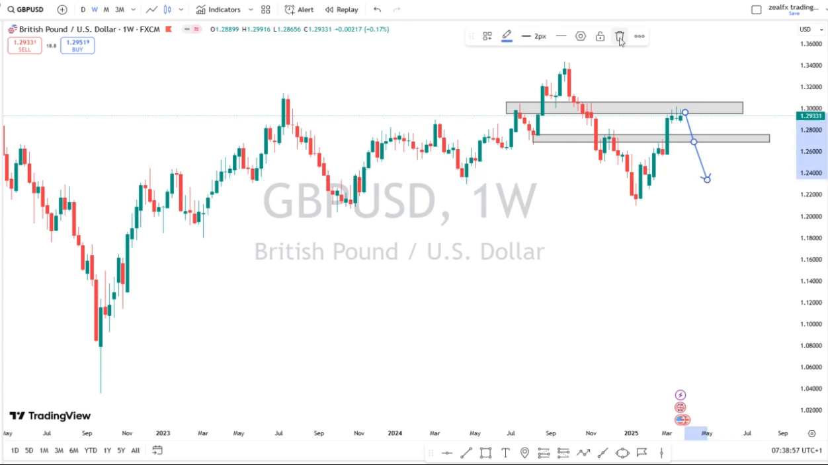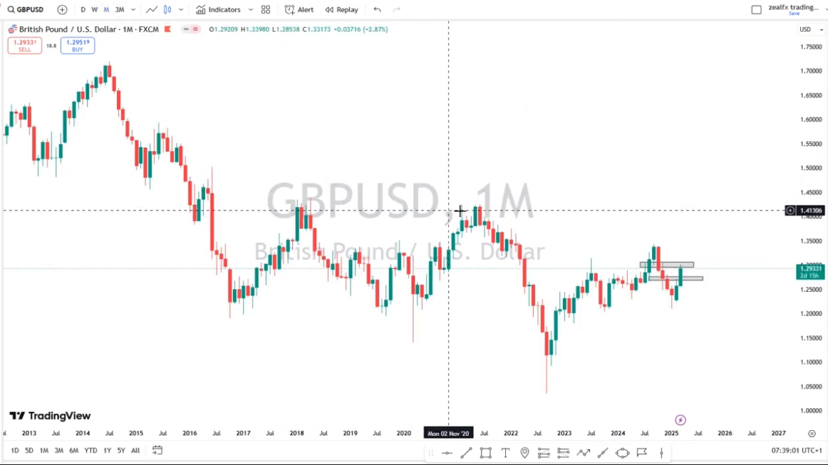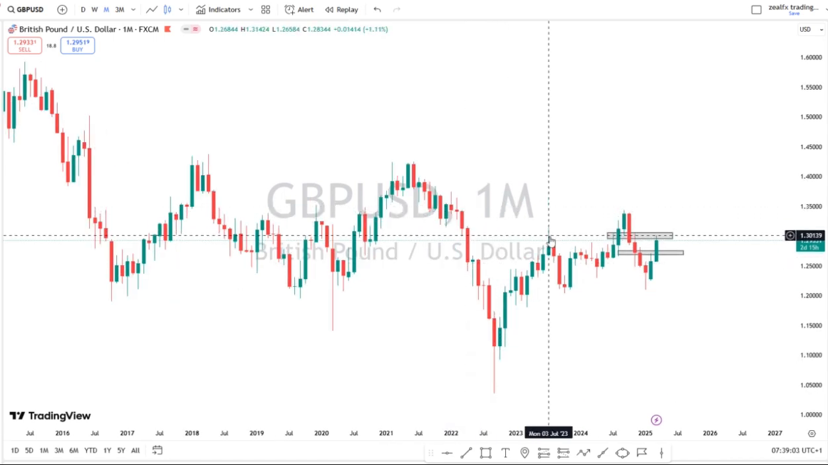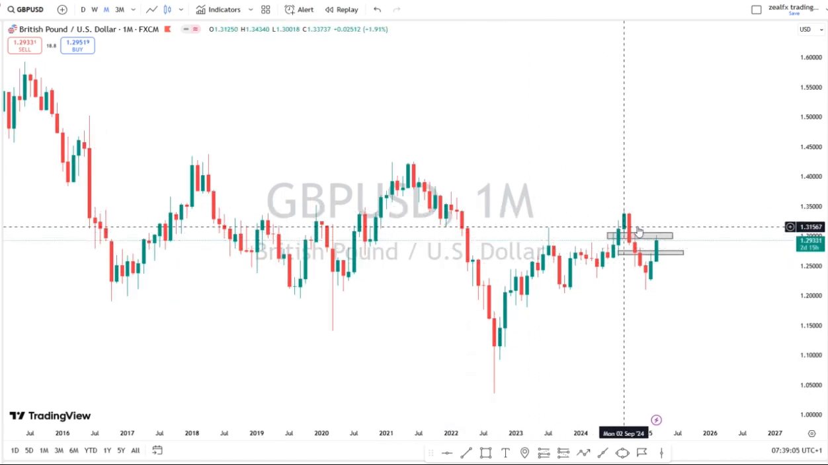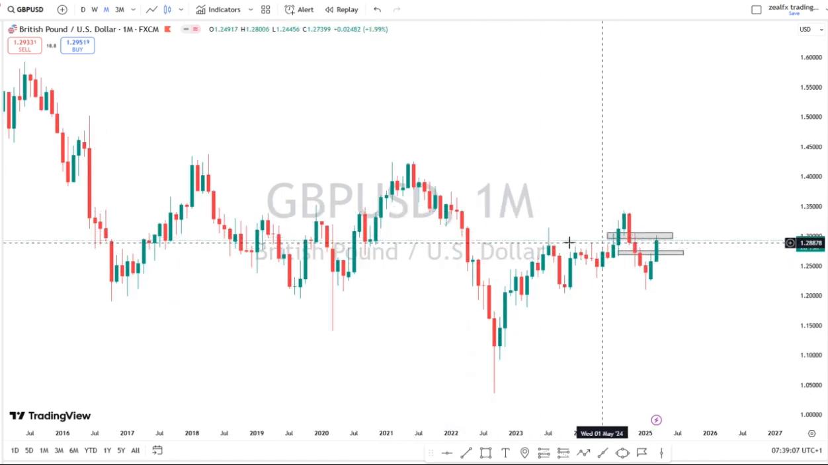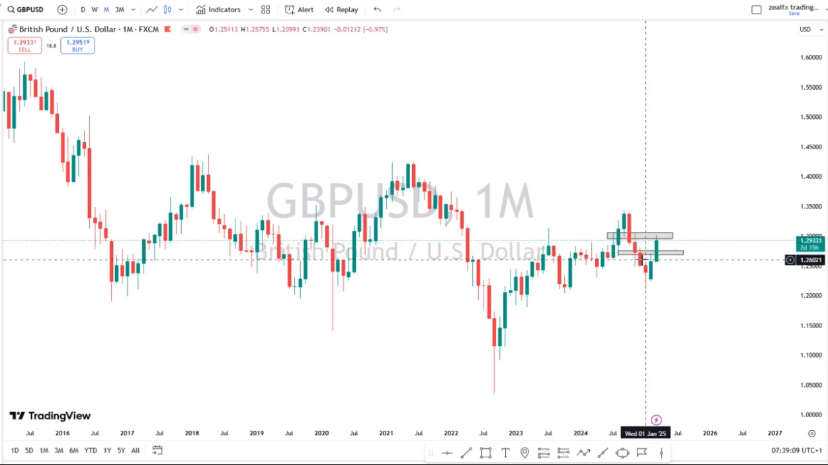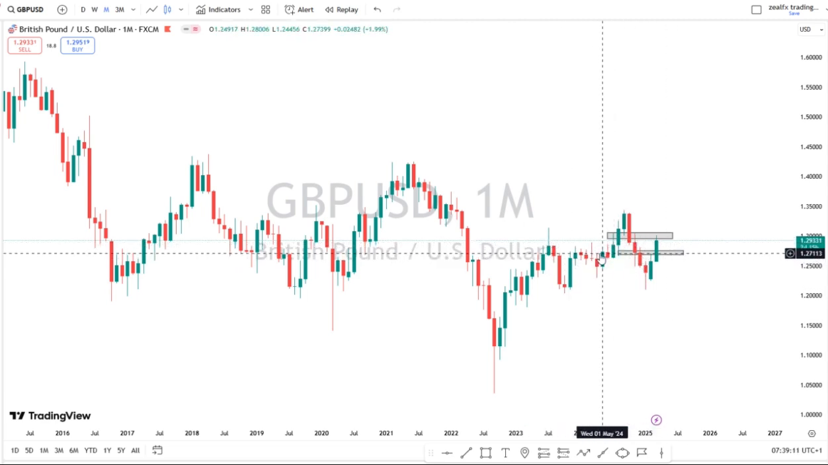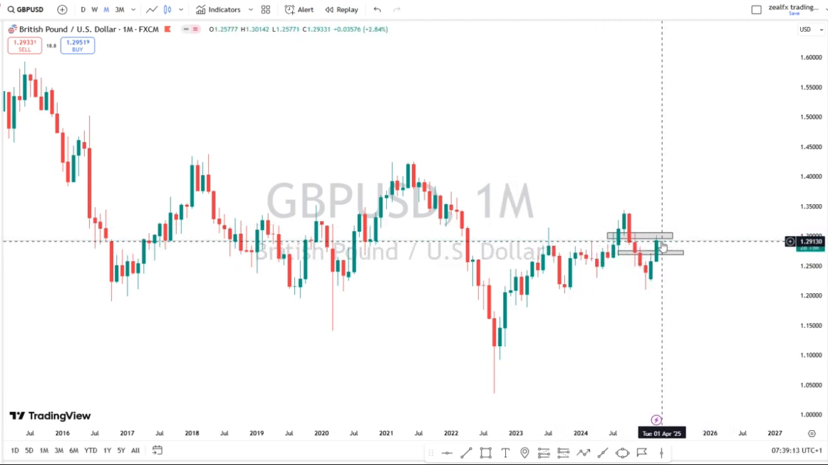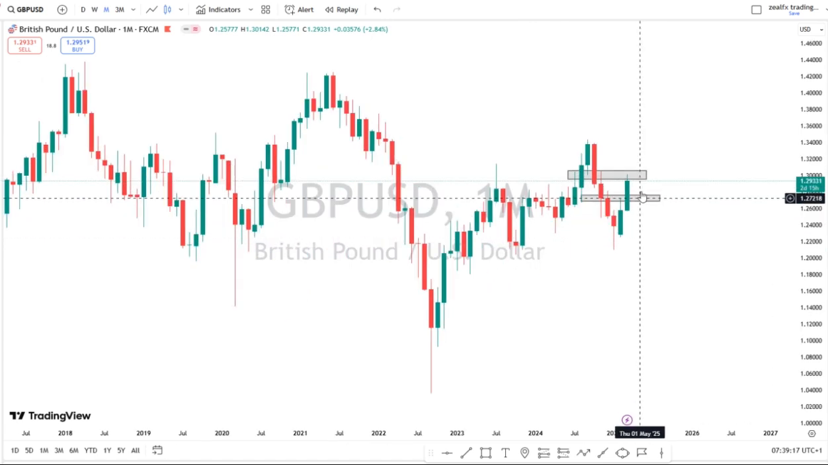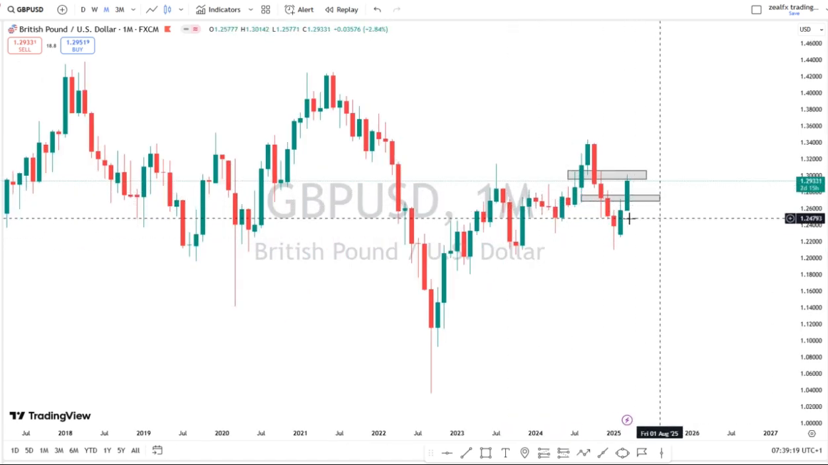So let's look at the monthly chart of the GBPUSD. On the monthly chart, GBPUSD is still around this monthly zone. So long as price is on this monthly zone, we expect price to do a retracement back to this support level on the monthly chart. So let's wait for the price to close on this new month before we make any further decision on the monthly chart.